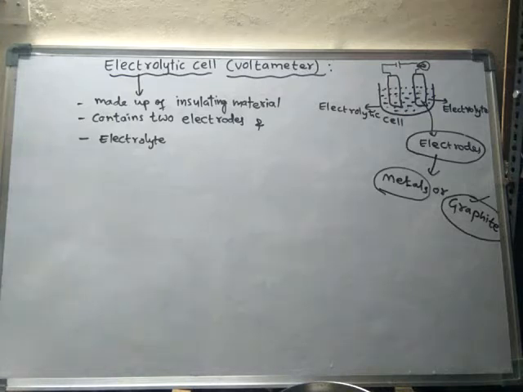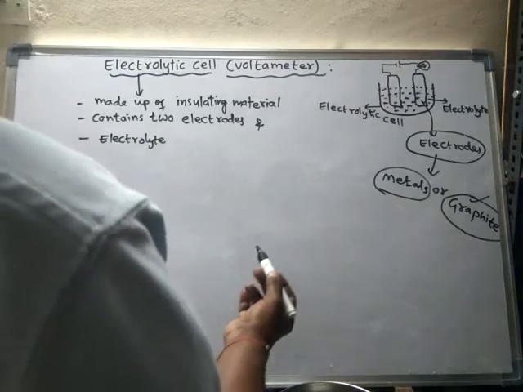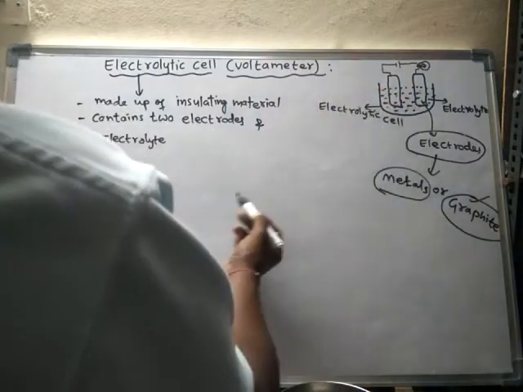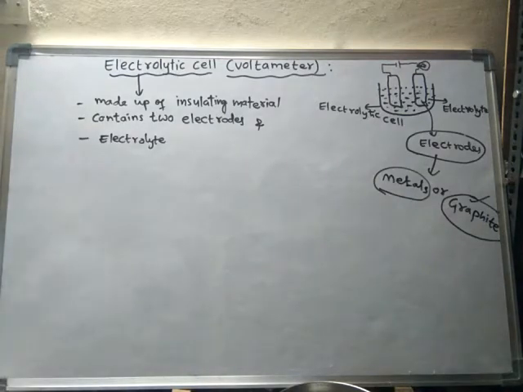Graphite electrodes are used only if the products formed during electrolysis react chemically with the metal electrodes. So only under certain circumstances we don't use metal electrodes. We use graphite electrodes instead of metal electrodes.